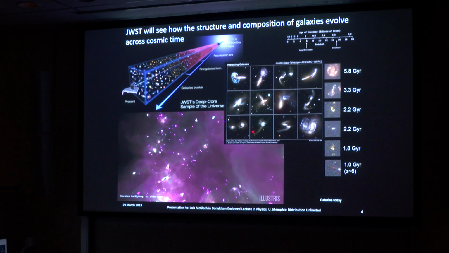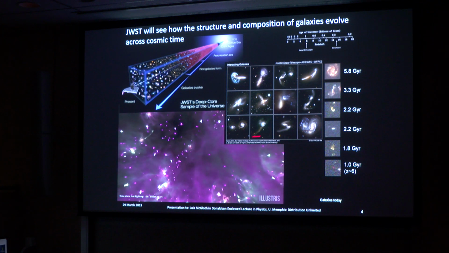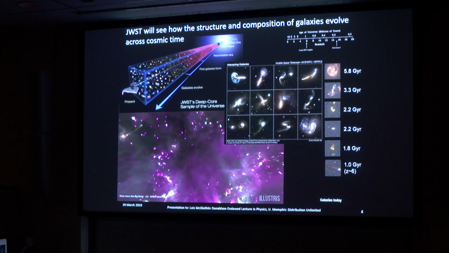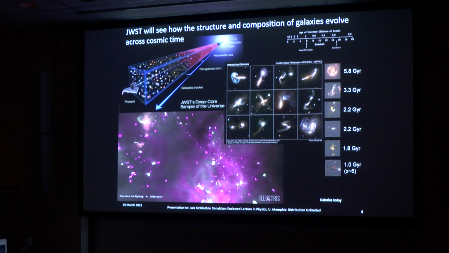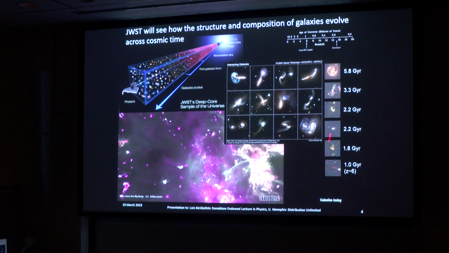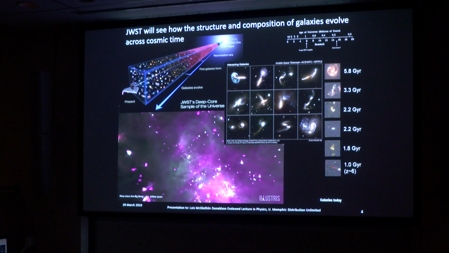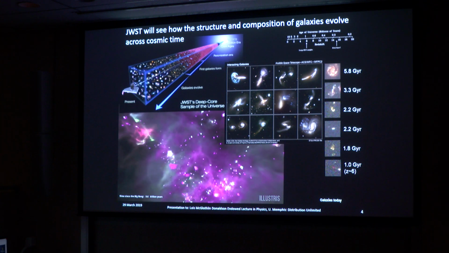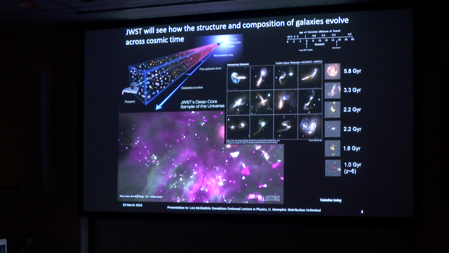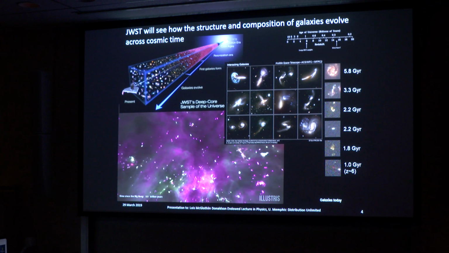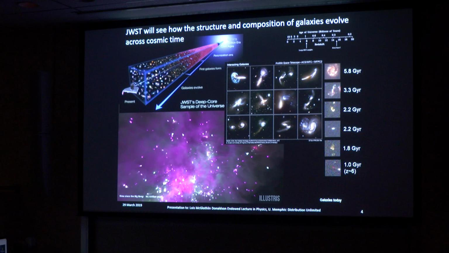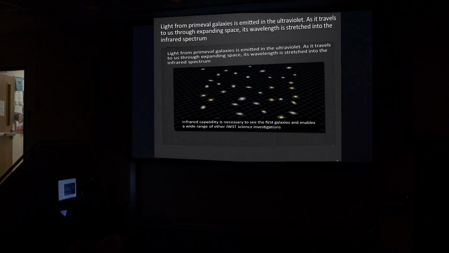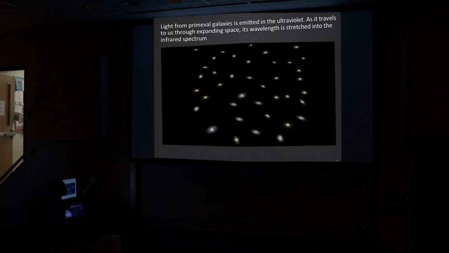Nearby, we could see that a lot of these irregular morphologies result from collisions between galaxies. And we can actually simulate those collisions and produce these irregular morphologies. So we think that this phenomenon is resulting from collisions of galaxies that were more common in the past. And JWST will help us understand if that's correct.